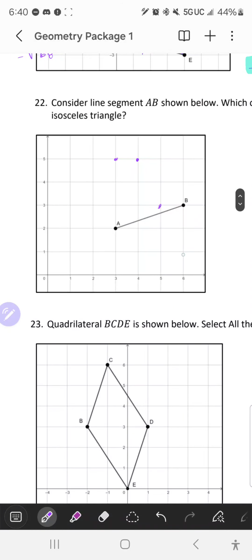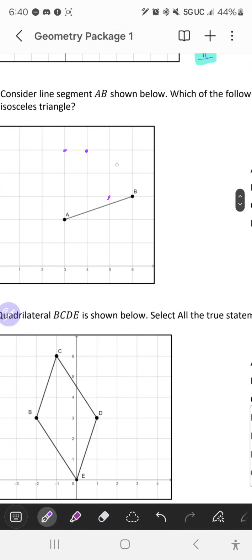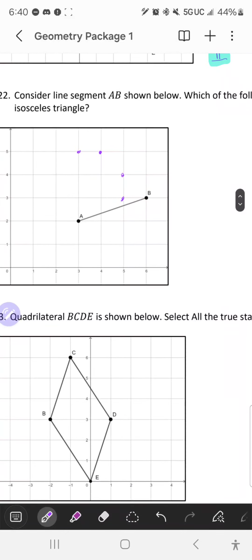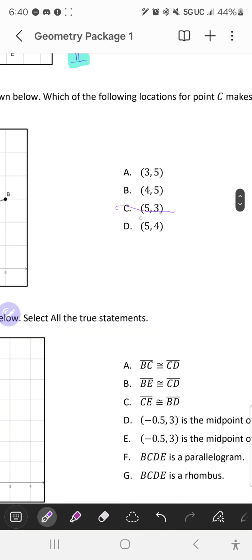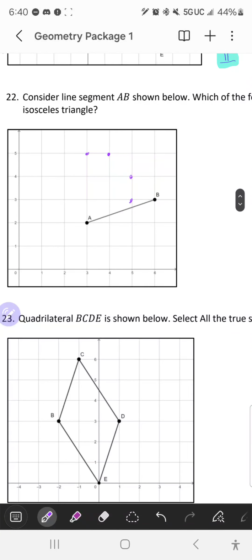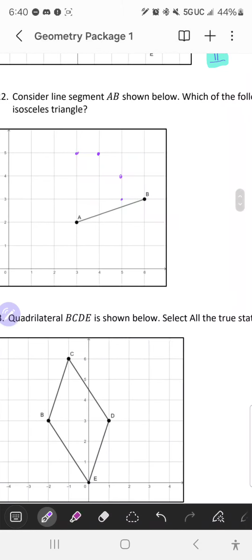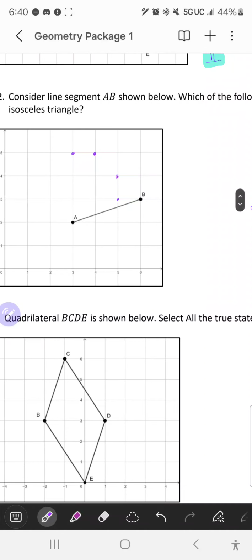And 5 comma 4. Sincerely, as soon as I see these points here, I know that 5 comma 3 cannot be an answer because it's a lot far away from this side and too near this side, and there's no way that two of those sides are equal, so I'm just going to cross out that one.